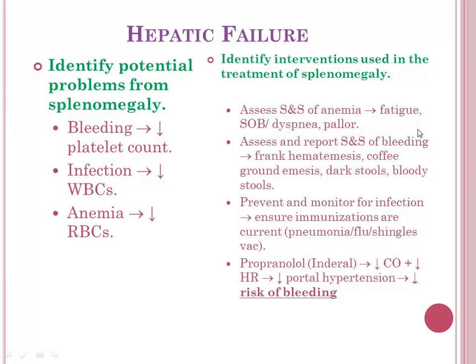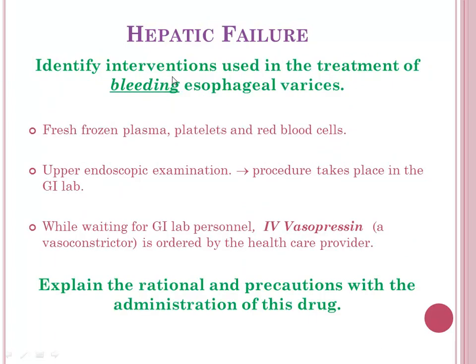Again, assess for your signs and symptoms of anemia, assess and report signs and symptoms of bleeding, prevent and monitor infection. These individuals need to be very current on all of their immunizations because the last thing they need is to get a pneumonia or the flu. They need to get all these preventative vaccines. And then, of course, Inderal, again, to reduce the effect of portal hypertension, which will reduce the problem of splenomegaly.